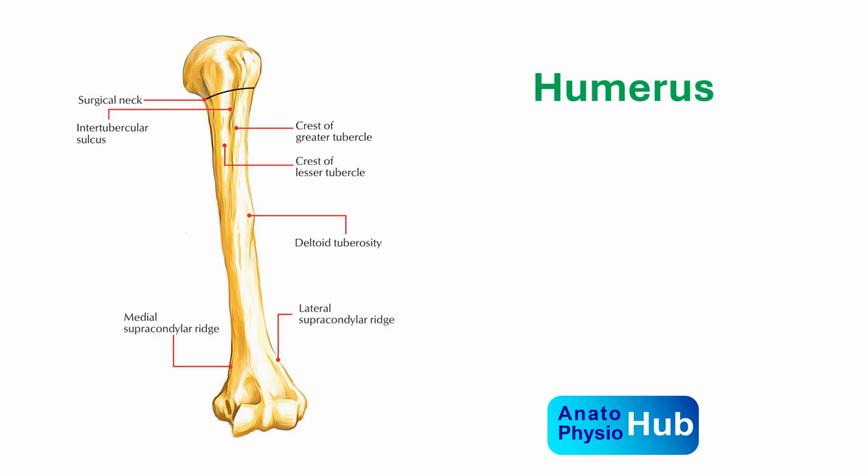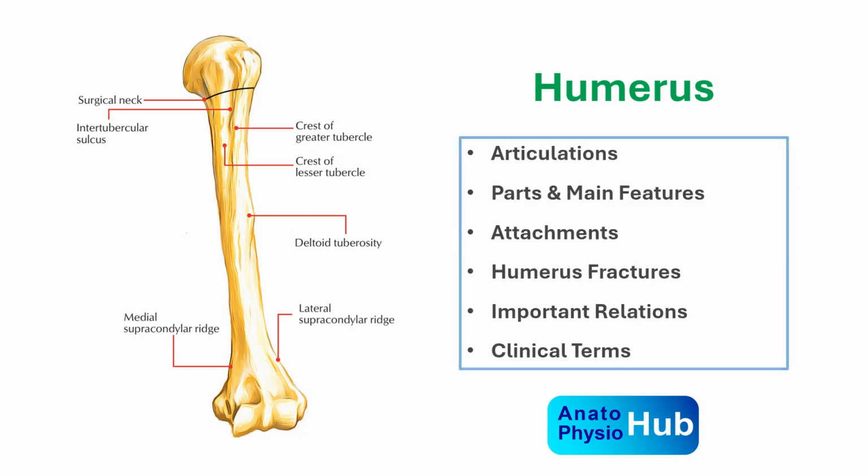This is the third video of the Osteology of Upper Limb video series. In this video, we learn about osteology of the humerus. I will cover articulation of the humerus, parts and main features of the humerus, attachments, humerus fractures, important relations and important clinical terms.